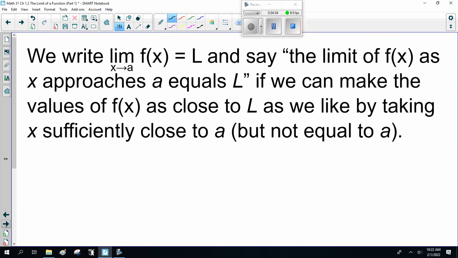Now, we write the limit as x approaches a of f of x equals L, and say the limit of f of x as x approaches a equals L, if we can make the values of f of x as close to L as we like by taking x sufficiently close to a, but not equal to a. All right? And that's kind of picky and important, but not equal to a.